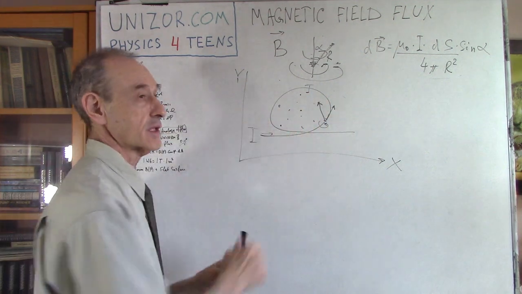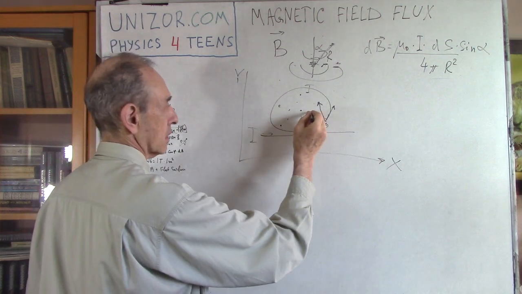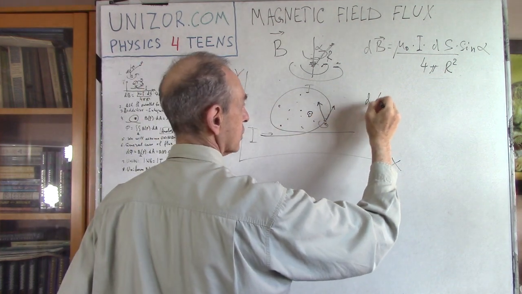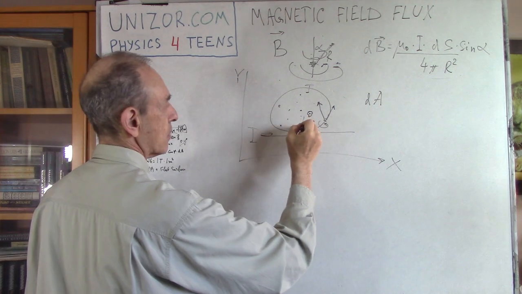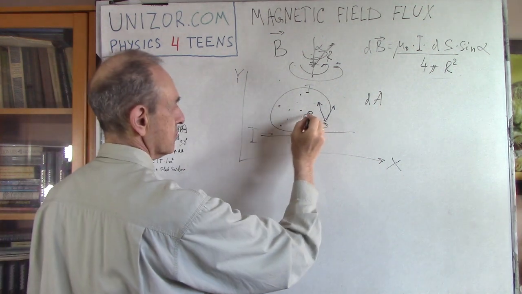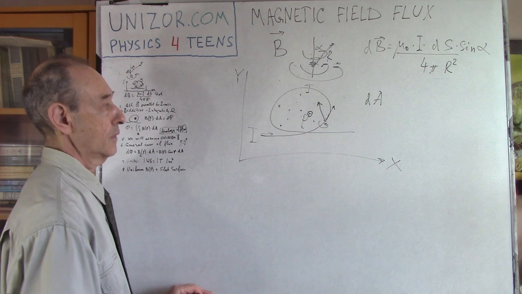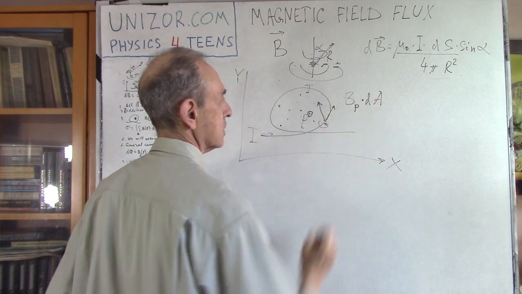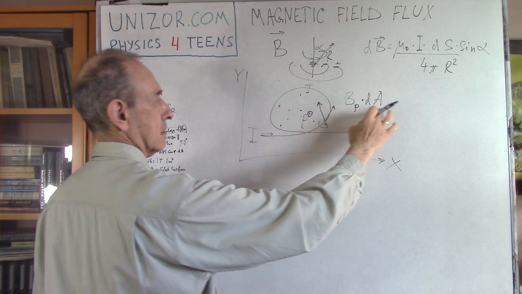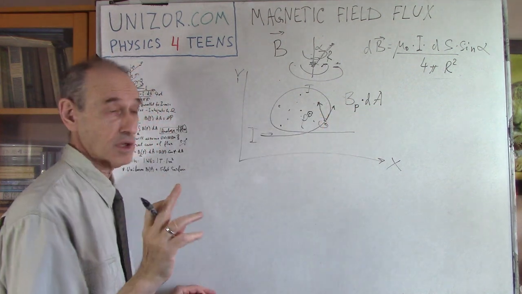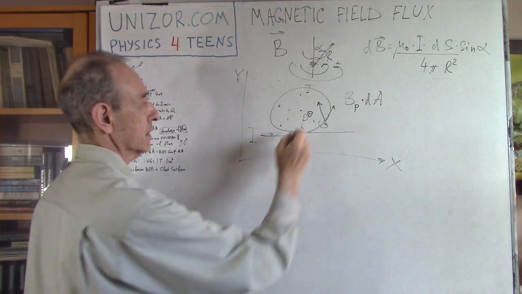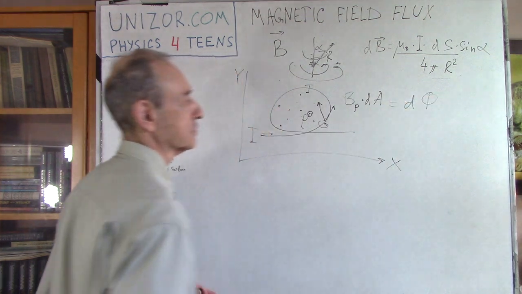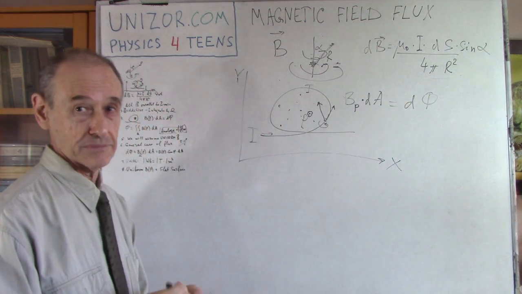So if I want to calculate the whole thing, I should really calculate it in a very small area. Let's consider this a differential, infinitesimally small area around some point P. So I calculate it in the P. Now it's perpendicular, so B(P) I multiply by dA, the area around it, differential of the area, so it's infinitesimally small, like a square around it. And that would be my infinitesimal piece of magnetic field flux, by definition.